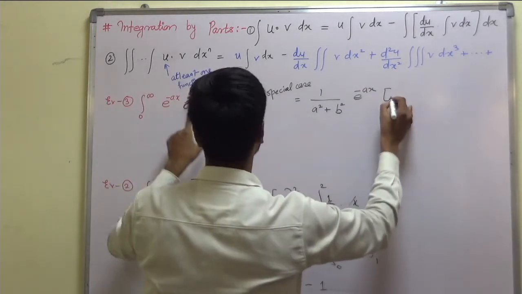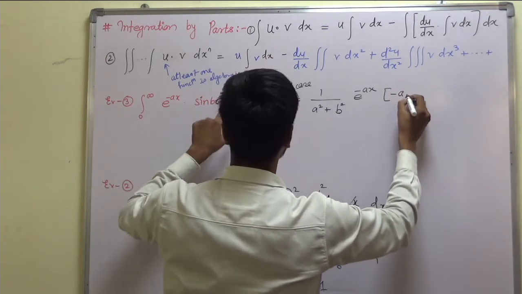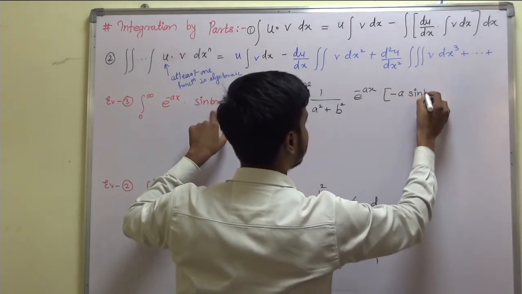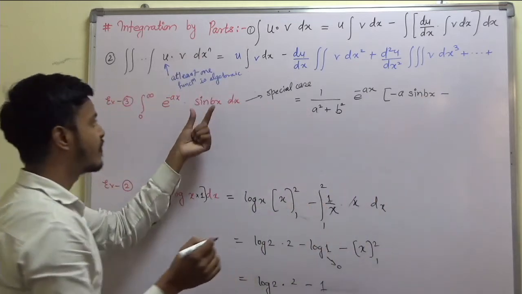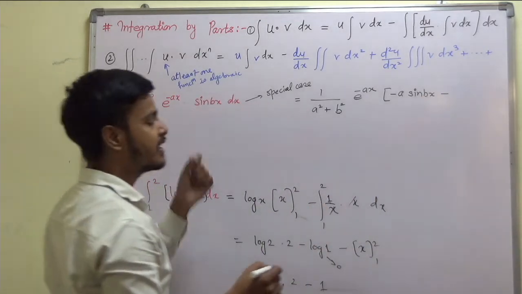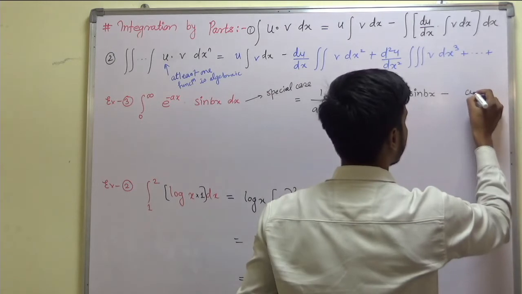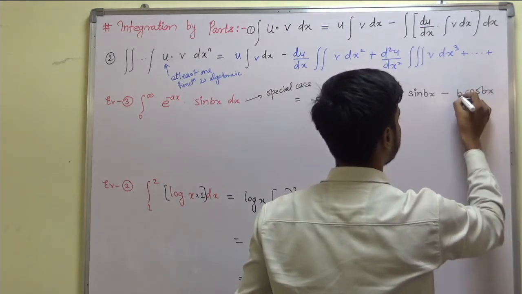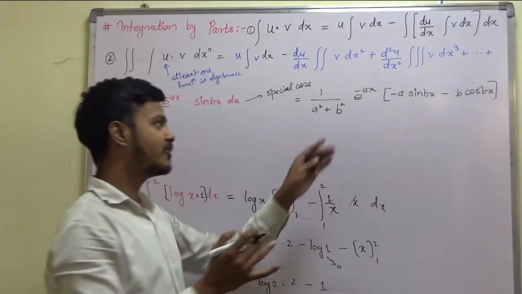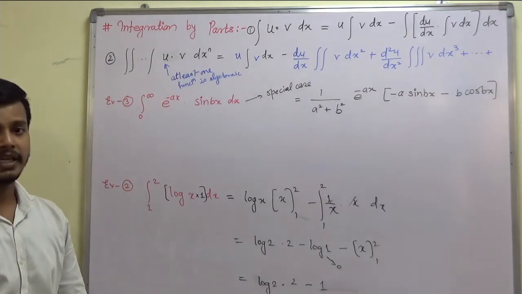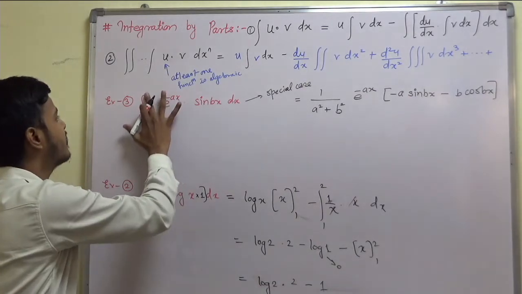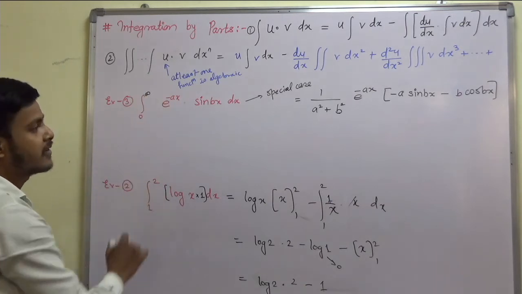into e to the power minus ax as it is. Then in bracket we have minus a, then the function sine bx, minus, what is the derivative of sine bx? Derivative of sine bx is cos bx into b. So you have to remember this. Okay? And then you can apply limit 0 to infinity.